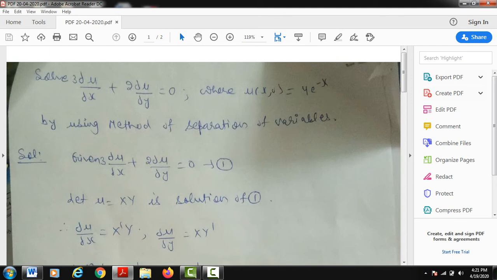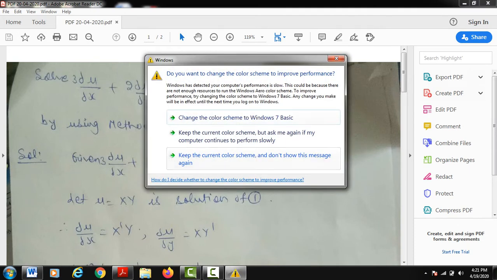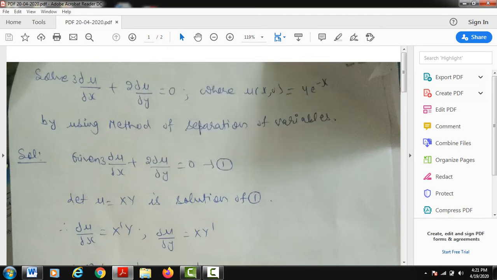As I have told you, this method is very important from the examination point of view. In finals you will definitely face a question: solve this partial differential equation by the method of separation of variables. So let us illustrate this method with the help of an example. Right now I have explained the steps, that is, how you can apply this method to various numericals. Let us read the statement.